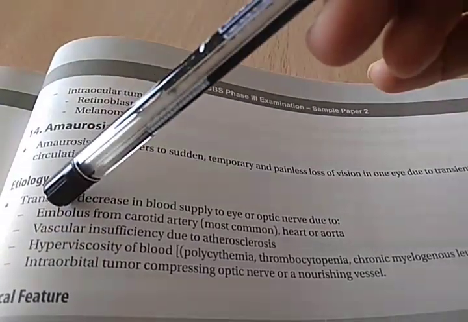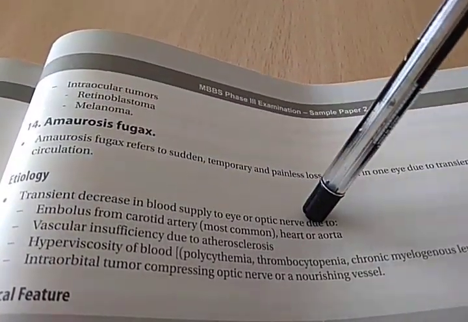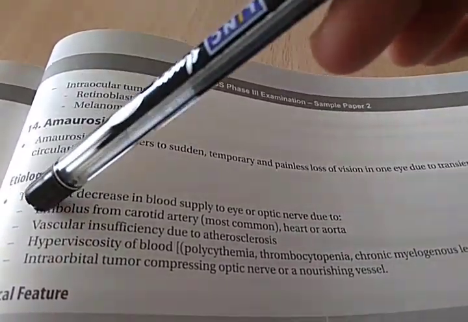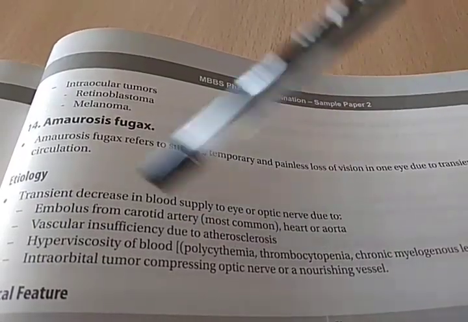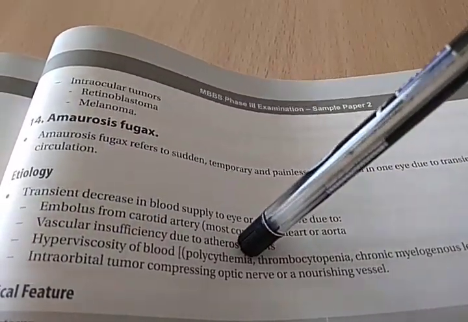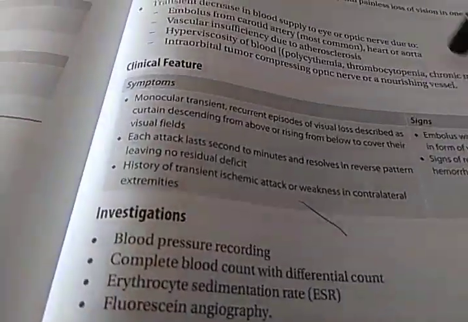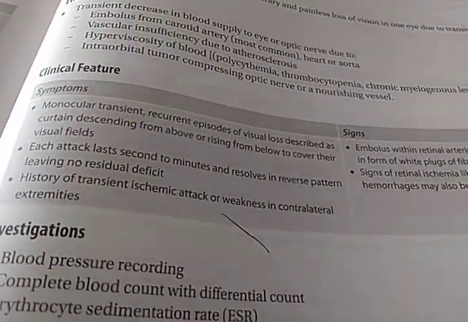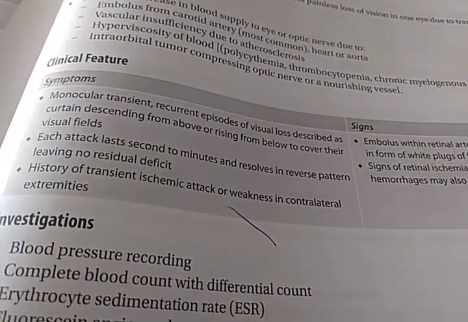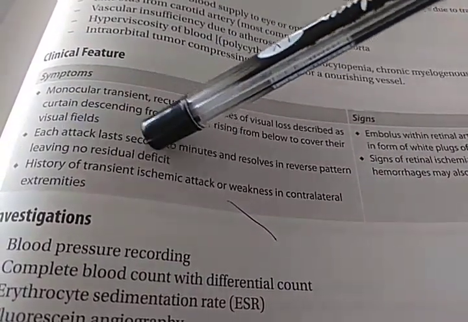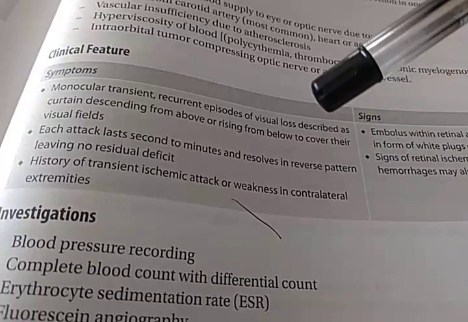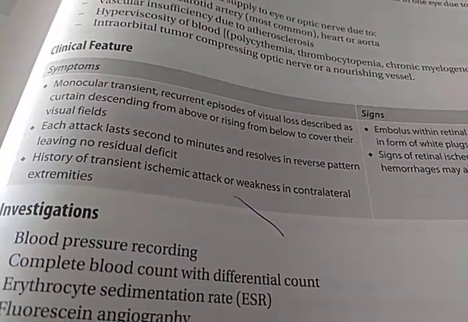So why does this happen? Embolus from carotid artery is most common, from the heart or the aorta. Vascular insufficiency due to atherosclerosis, hyperviscosity of blood. So blood is hyperviscous. Intraorbital tumor. So what should you do in this case? So what are the symptoms? We saw temporary loss of vision. So each attack lasts second to minute and resolves in reverse pattern, leaving no residual effect.